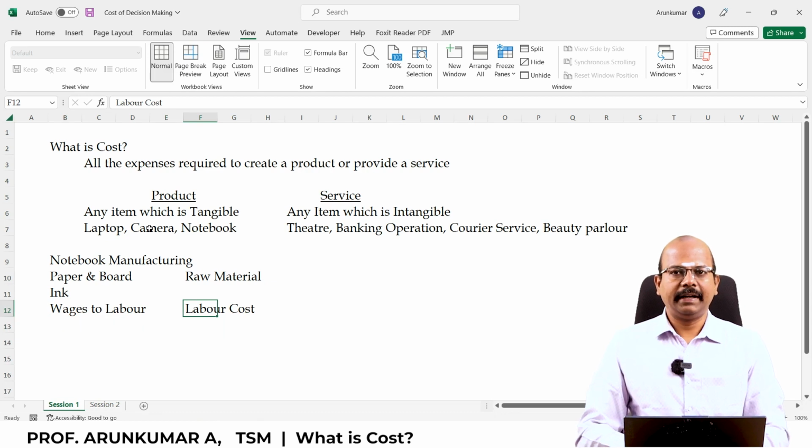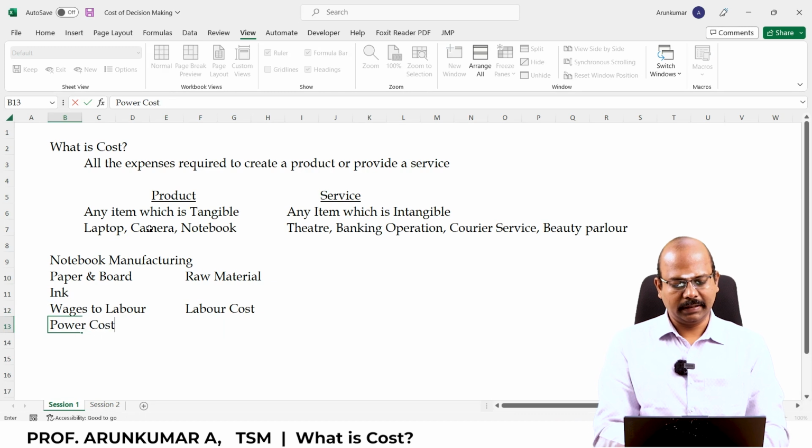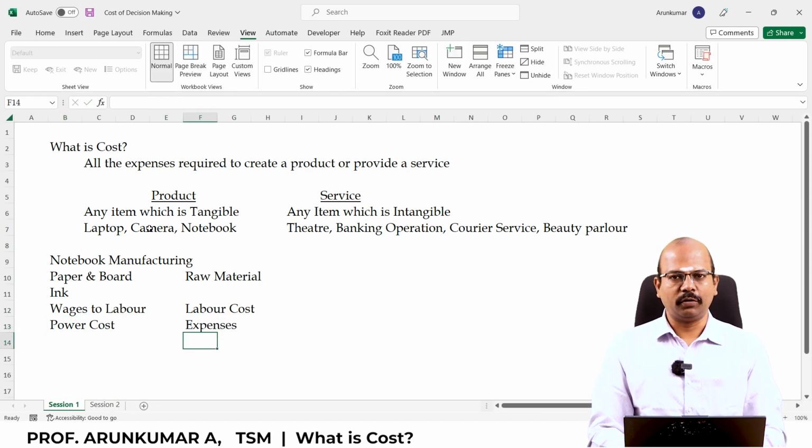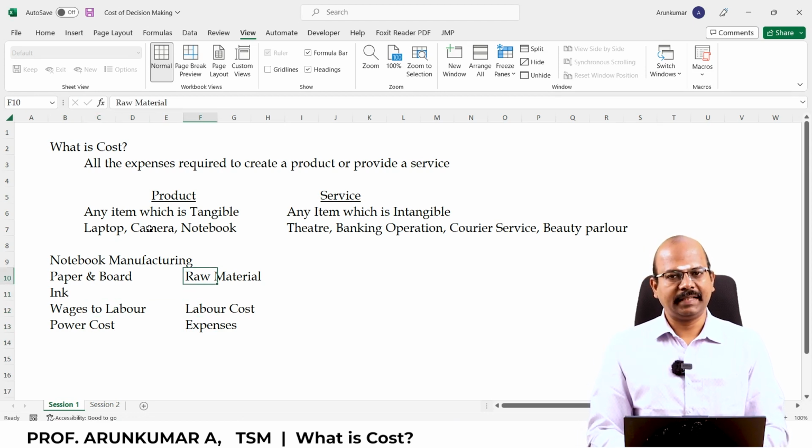Apart from that, we need power cost. Power cost is your expense. That means to run the machine to manufacture the notebook, we need power. So power is an expense, and we need to pay wages to the workers. It is the labor cost, and we need basic raw material.